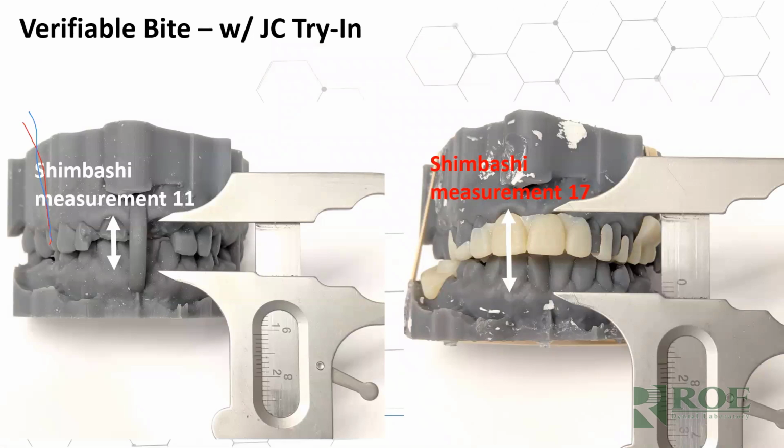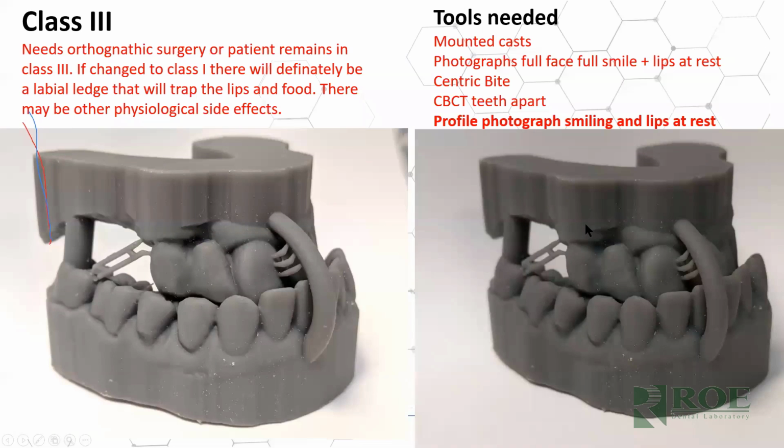So just, again, showing a shimbashi, this is 11 millimeters, and then with the appliance that you saw in the video, 17 millimeters, opens a bite. Great tool.